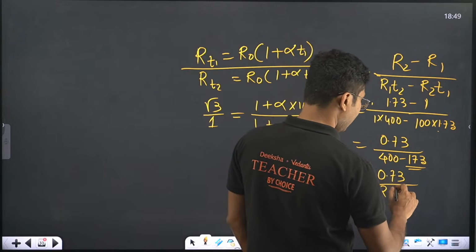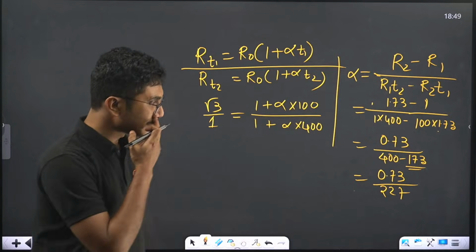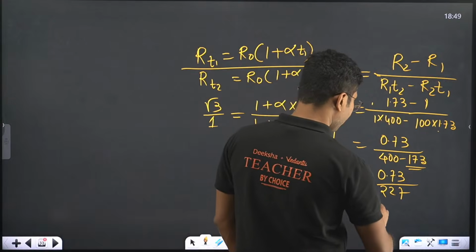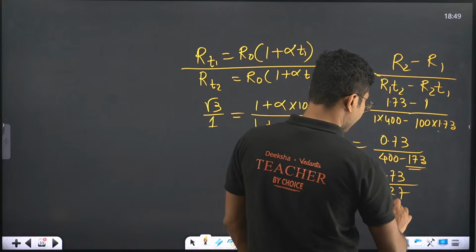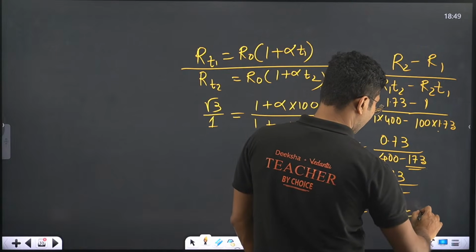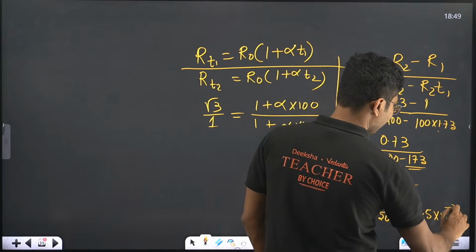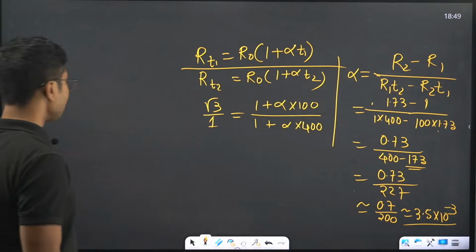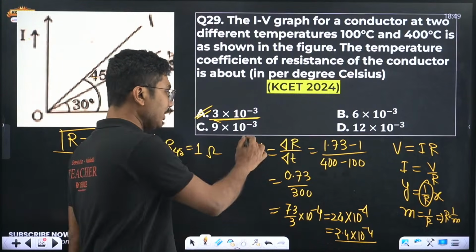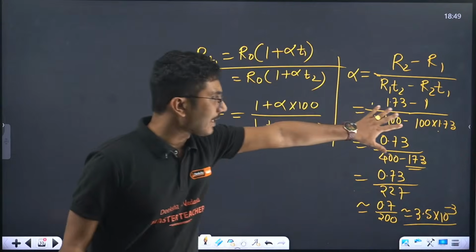300, 270, 227. So 0.73 divided by 227, which will be closer to 0.7 by 200. Okay, which will be closer to 3.5 into 10 to the power of minus 3. Okay, which is again closer to 3 into 10 to the power of minus 3. So this is a shortcut, quick way to solve. This is more accurate, formula driven, exact way to solve.